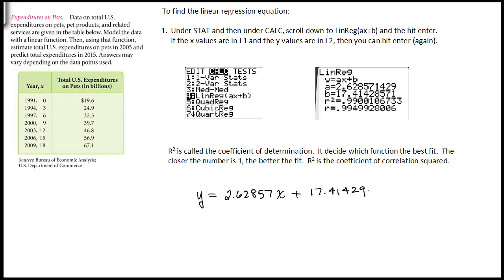The r squared is called the coefficient of determination. It decides which function is the best fit. The closer the number is to 1, the better the fit. r squared is the coefficient of correlation squared.